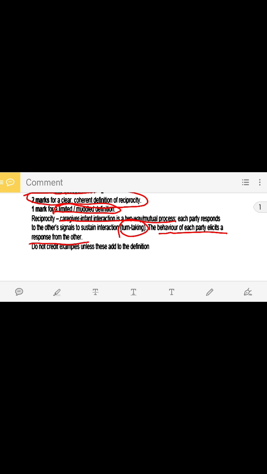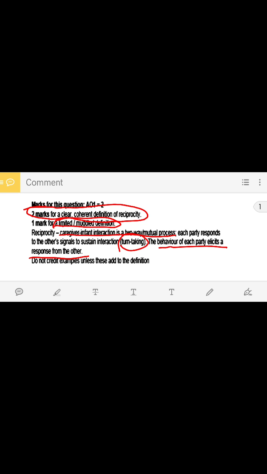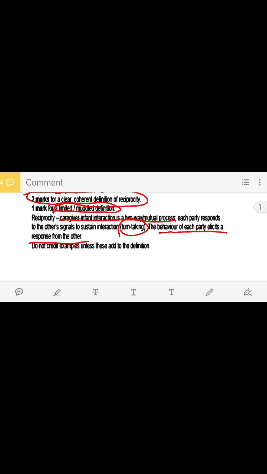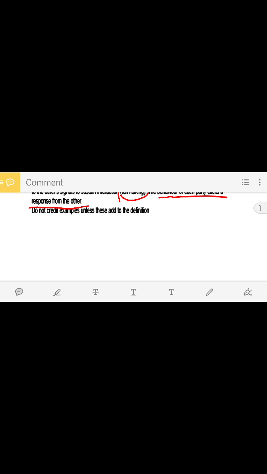Just to clarify as well here, the example of a baby smiling and the child smiling back, unless you've explicitly said that that's turn-taking behaviour, that would actually be interactional synchrony, which I think a few of you are still getting muddled up with. So that one, just annotate that very quickly. Obviously you can see where you've been given credit. If there was anything missing from your response, then you need to add that on now.